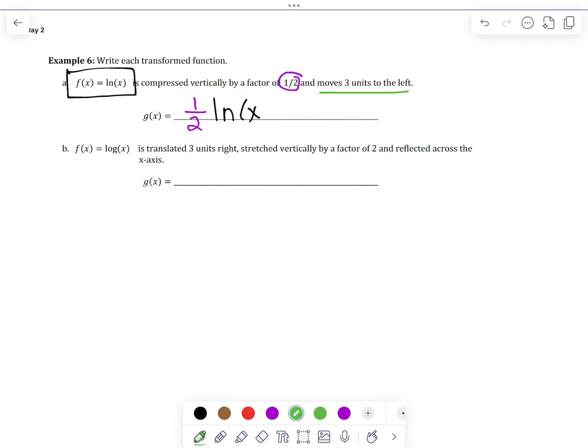So I'm going to erase that parenthesis there. And we always say think opposite when we move left and right. So that's going to be, if it's left 3, we're going to do a plus 3. Our second logarithm is our common log, base 10. We have a vertical stretch by a factor of 2. So that's going to happen in front of the function. That's our multiplier.